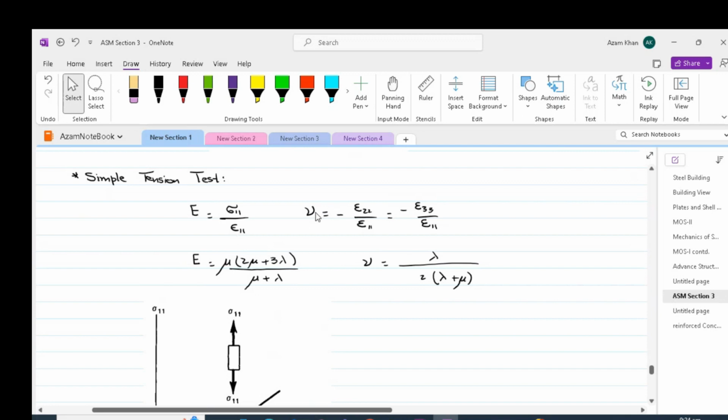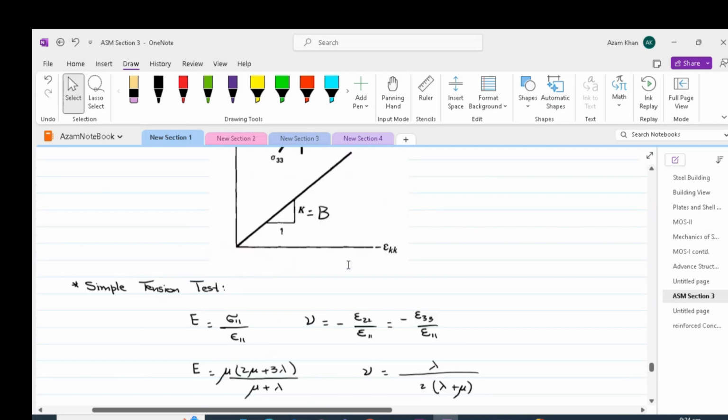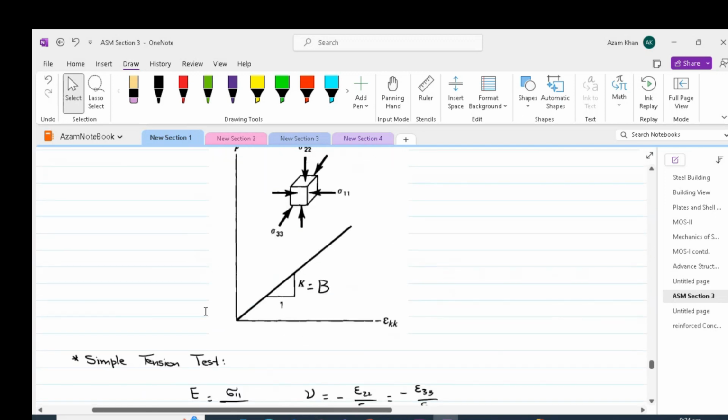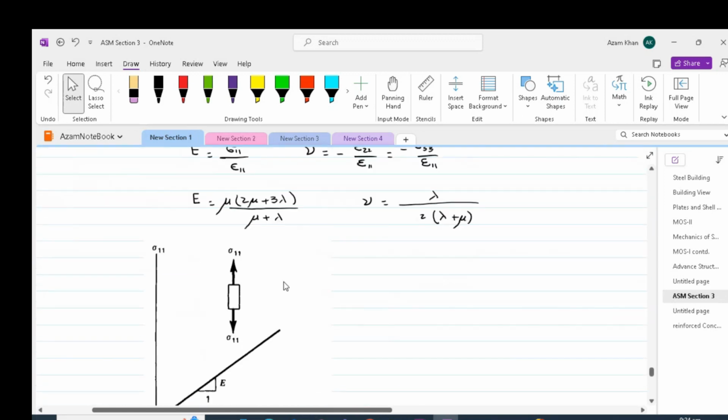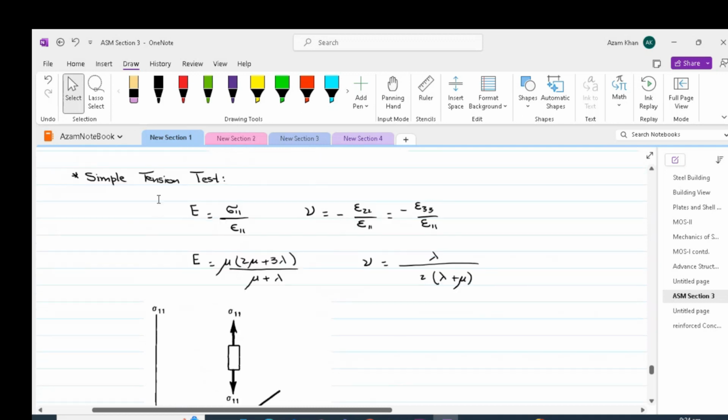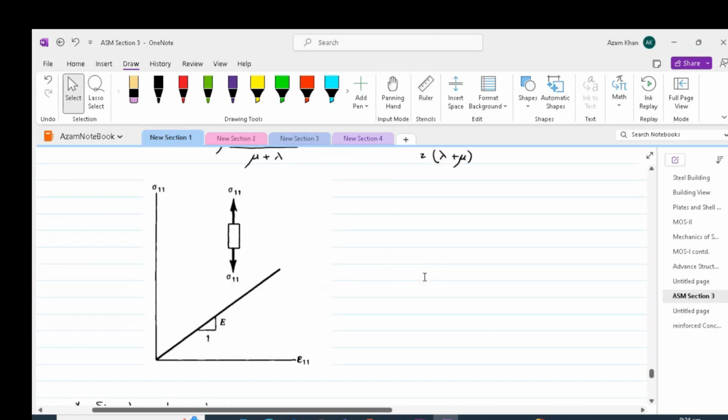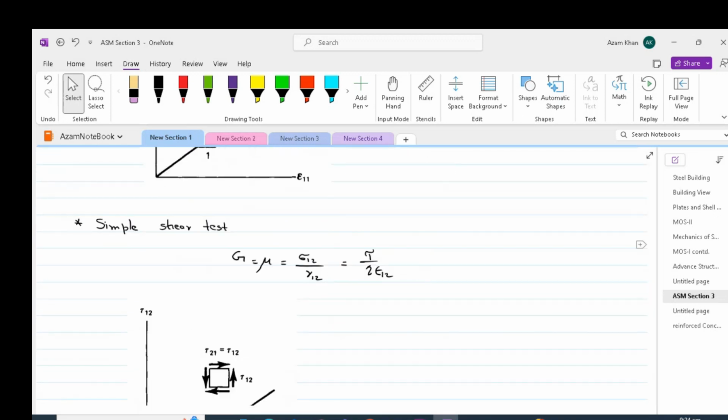Once we know E and nu, we can use the equation which we discussed previously and find out our mu and lambda. So two equations, two unknowns, and we can find out our lambda. That is another test which can be used instead of the hydrostatic compression test, and this is more straightforwardly used. This is commonly used to get our constants.